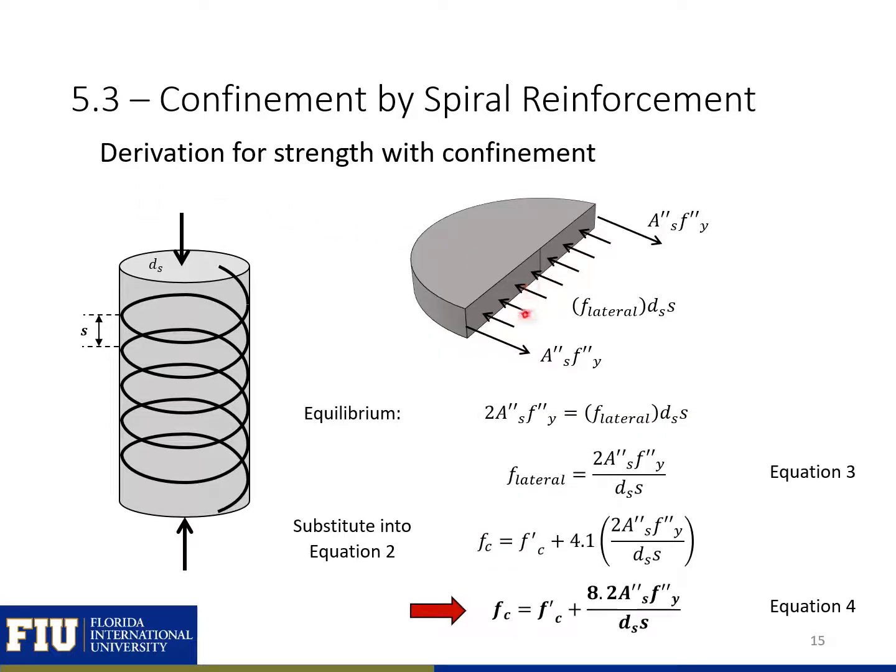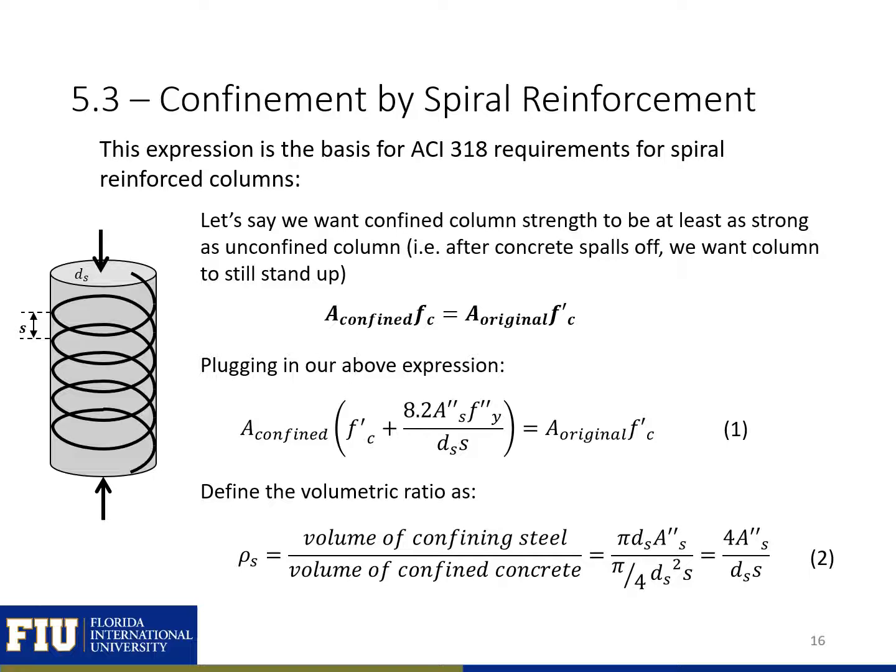We can set our lateral force caused by the confinement of the concrete, or the concrete wanting to expand, equal to the restraining force provided by our spiral ties using equilibrium. Then we can solve for our F lateral and plug this F lateral into our expression from Richart et al. And this will give us an expression relating our confined concrete strength to our unconfined concrete strength and the characteristics of our spiral reinforcement. This expression is the basis for the ACI 318 requirements for spirally reinforced columns.